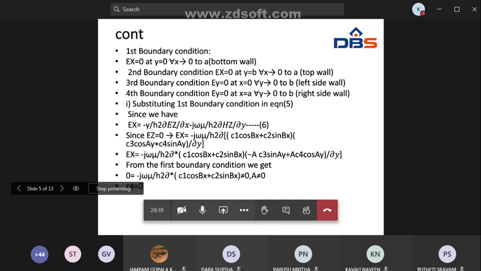At y equal to 0, x changes from 0 to a. So at y equal to 0, for all x from 0 to a.